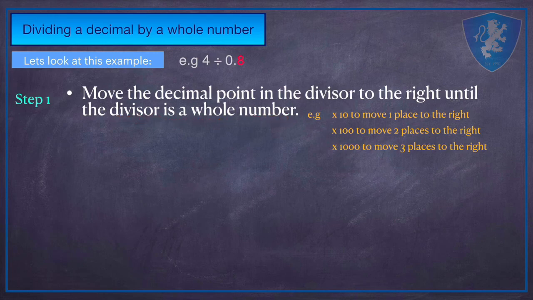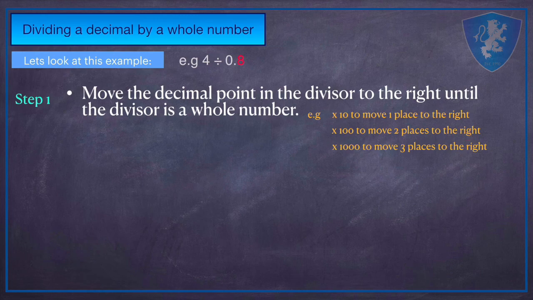Remember, we cannot divide by a decimal number. So you have to turn the decimal number, in other words, the divisor, into a whole number. And the way you can do that is if you have one digit after a decimal point, you multiply by 10. In other words, you move one place to the right. If you have two digits, you move two places to the right.